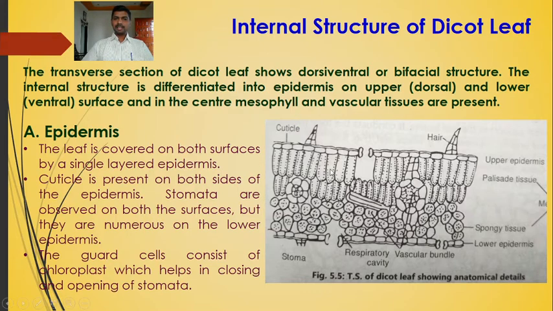So this is all about the epidermis. Epidermis is present on both the surfaces. Stomata are also present on both surfaces of the epidermis, but they are more in number on the lower surface. The leaf is dorsiventral or bifacial in structure. It possesses two epidermis, upper and lower epidermis, and in between, the central portion is composed of the mesophyll cells. These mesophyll cells are divided into palisade tissue and spongy tissue. The compactly arranged tissue is the palisade tissue, while the loosely arranged tissue is the spongy tissue, and in between this the vascular bundles are present.